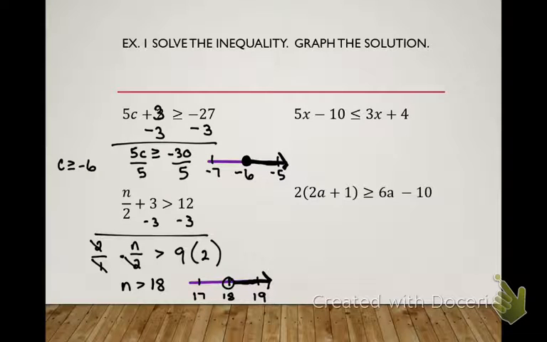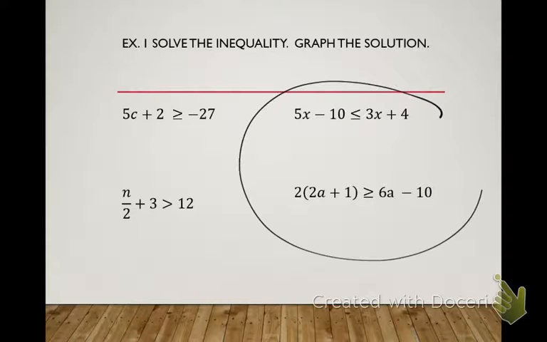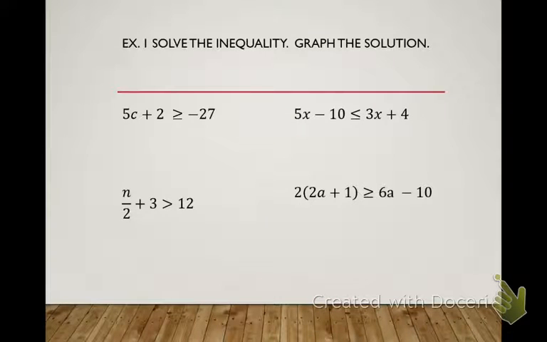Okay. All right. Any questions on the first two? All right. So those are going to be just two-step inequalities. Okay. So now let's look at the next two over here. Now these are going to progressively get more involved. What do I mean by that? Well, what do you notice about this first one? 5x minus 10 is less than or equal to 3x plus 4. What do you guys notice? Just tell me. What do you notice?